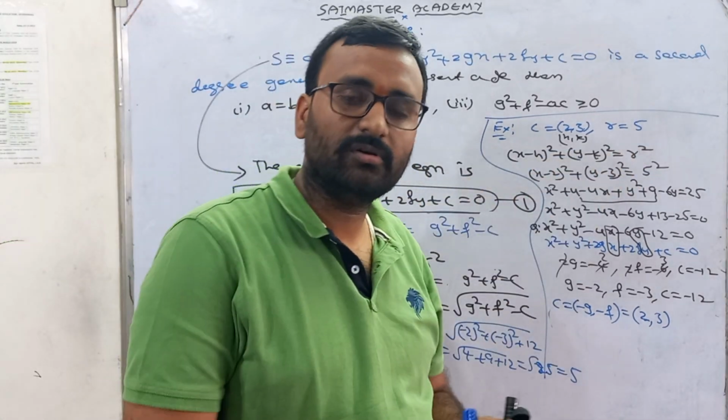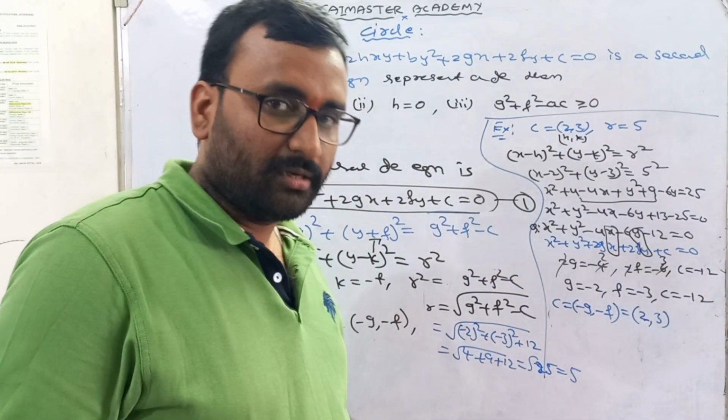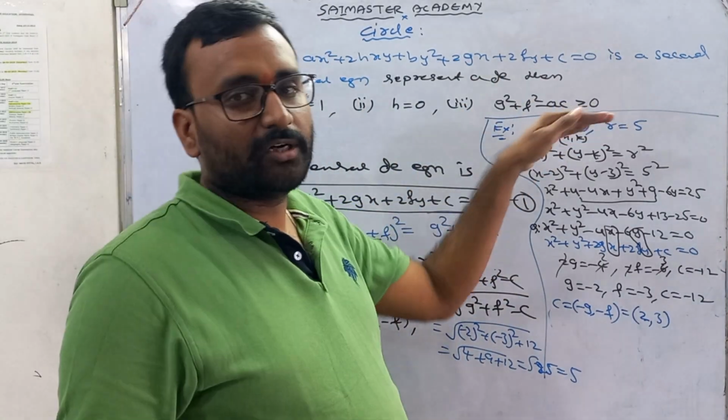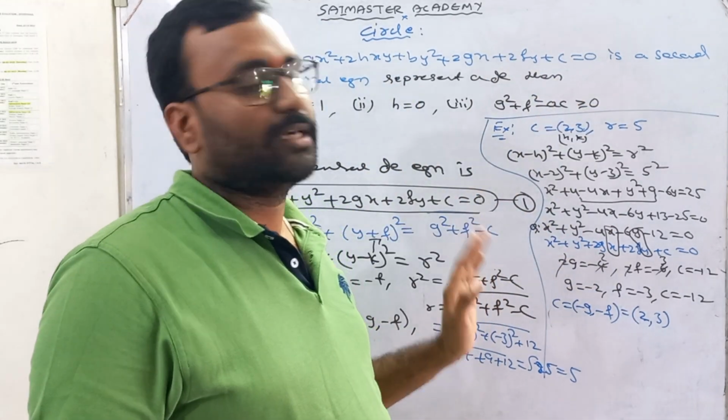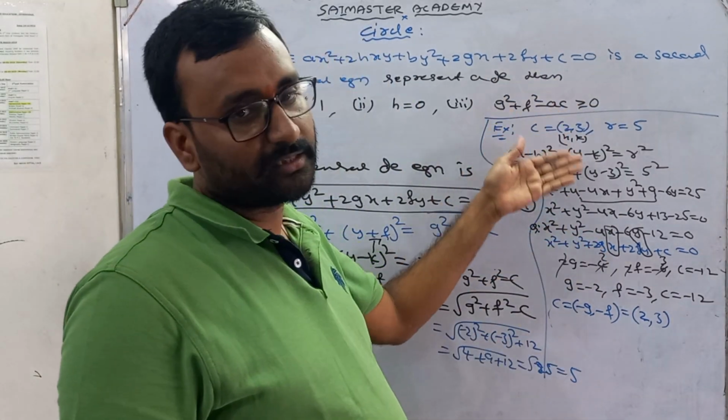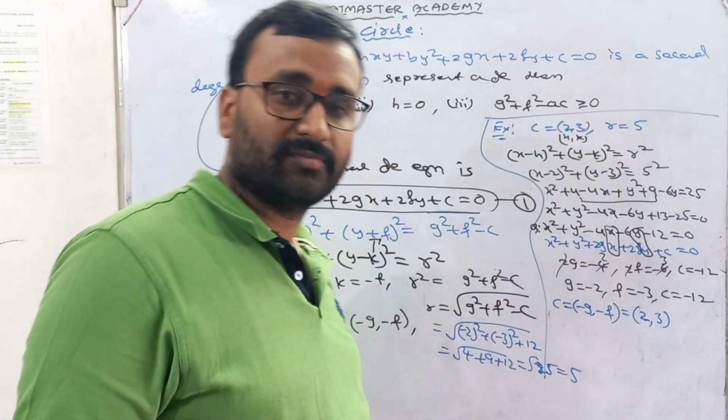5 is the radius. So what I am going to tell you: if given center and radius, we can find the circle. If given equation, we can find center and radius. If given center and radius, we can find the equation of the circle.